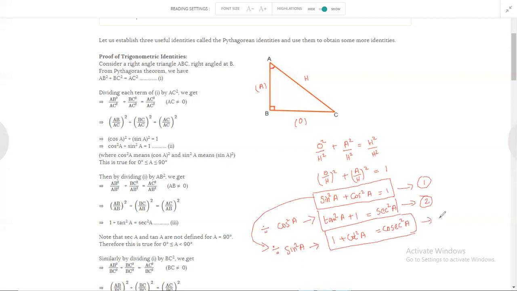So we have got all the three identities. The first one is sine square A plus cos square A equal to 1.